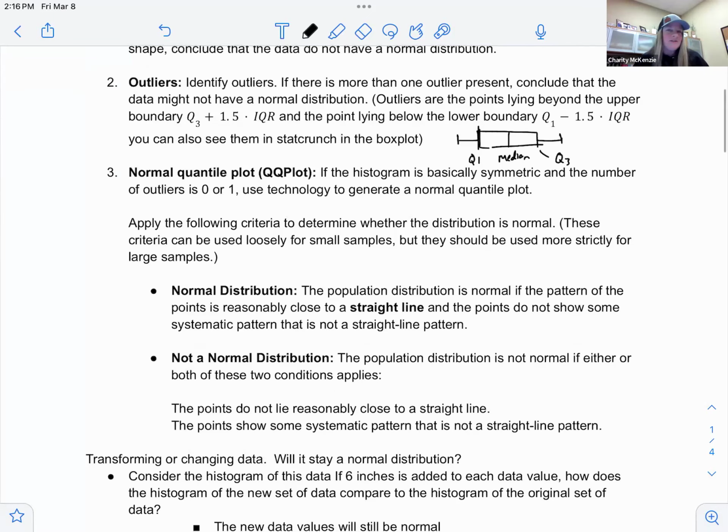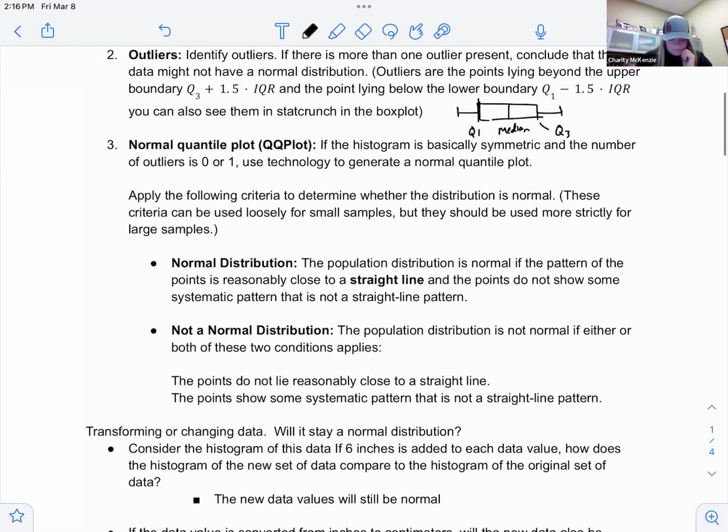The normal quantile plot is called the QQ plot in StatCrunch. Basically, we already looked at the histogram and said that looks bell shaped. Then the next thing we'll say is there's only one or fewer outliers. Great. Now we can do our quantile plot, right? And it should form a straight line. I have it highlighted right there.